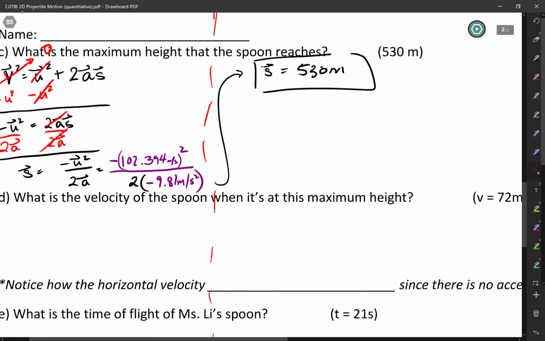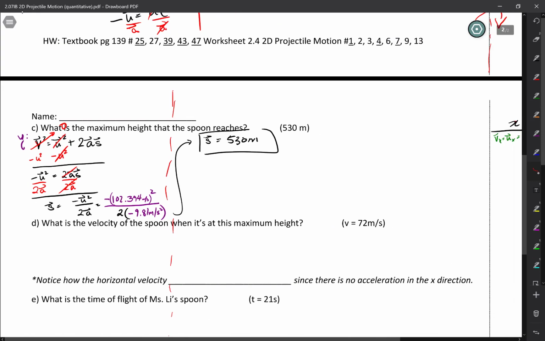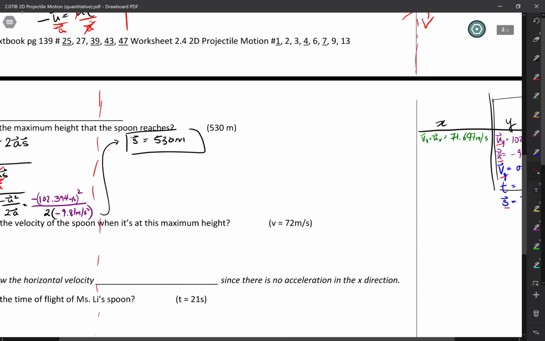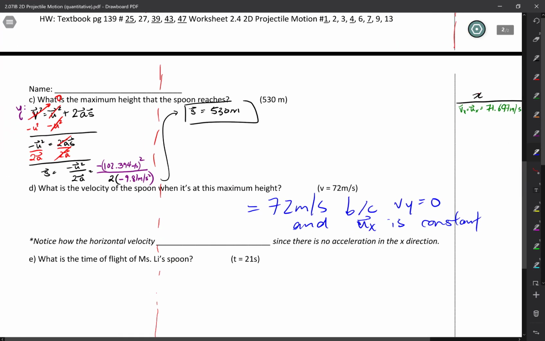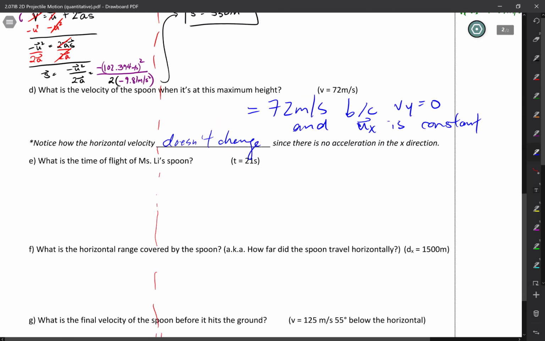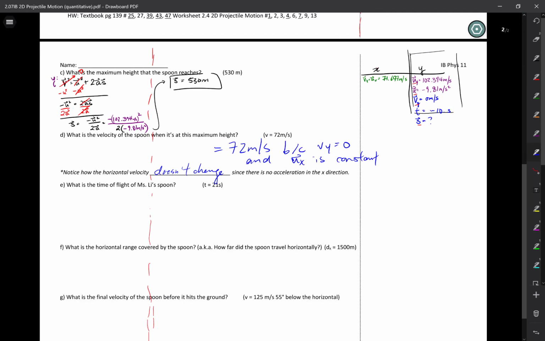The velocity at the maximum height is Vx, which is 71.697, rounded up to 72 meters per second. And of course, you would have to include a reason: because Vy equals 0 and Vx is constant. Okay, and then right below we have a little notice. Notice how the horizontal velocity doesn't change since there is no acceleration in the x direction. Phew, that was easy. Didn't have to do much there for calculation at least.